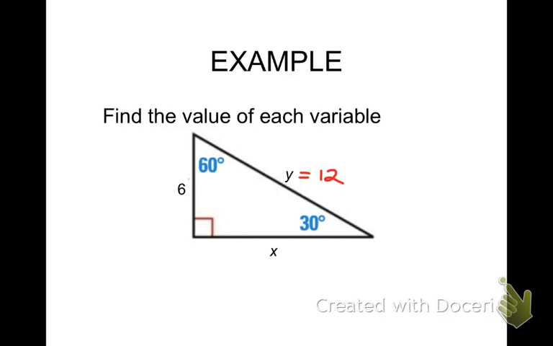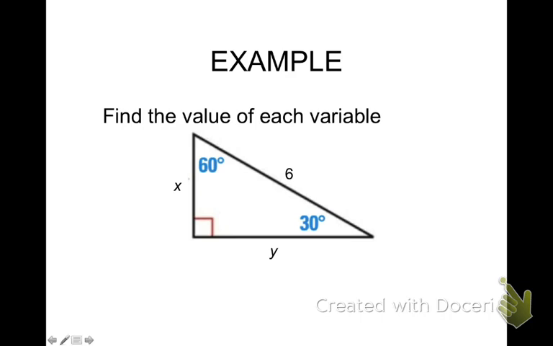To get from short leg to long leg, what are we going to do with the short leg? Square root of 3, so it would be 6 square root 3. Okay? That'll be the easiest problem that you can get. So if they give you the short leg. The second easiest problem would be if they give you the hypotenuse.